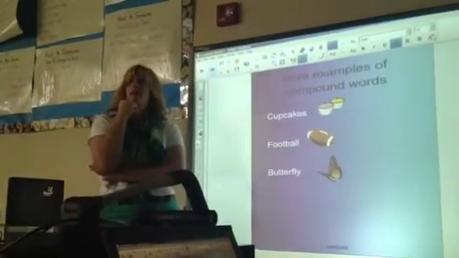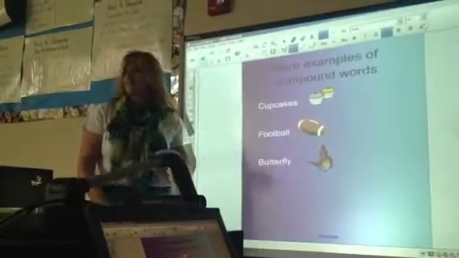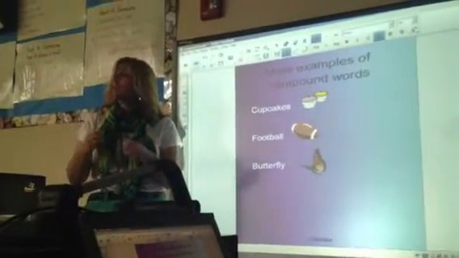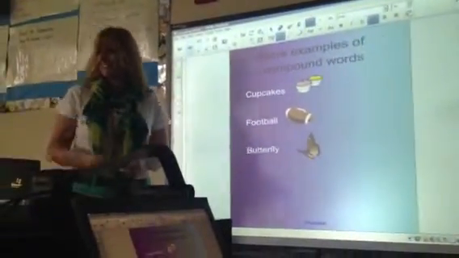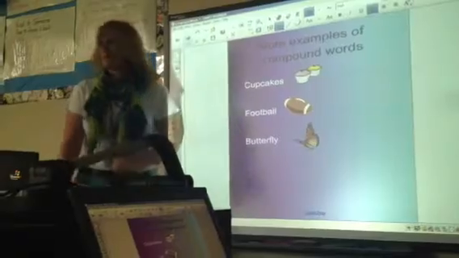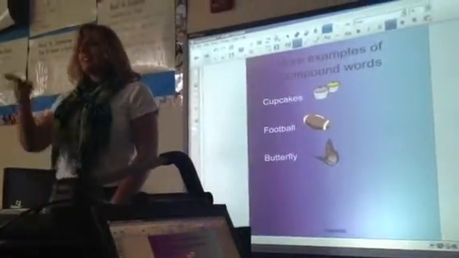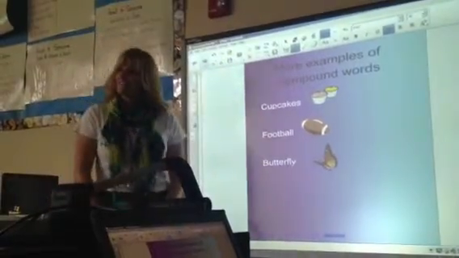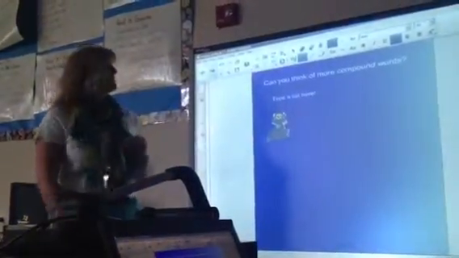Now, let's think about this. We know we have a foot, right? And we know what a ball is. So if you put the two together, you get football, because with a football, you could kick it with your foot. We also could throw it. And the last one is butterfly. And we know that that's an insect, right? Lex, what two words do you see in butterfly? Butter and fly. Excellent. All right, let's go to our next part.